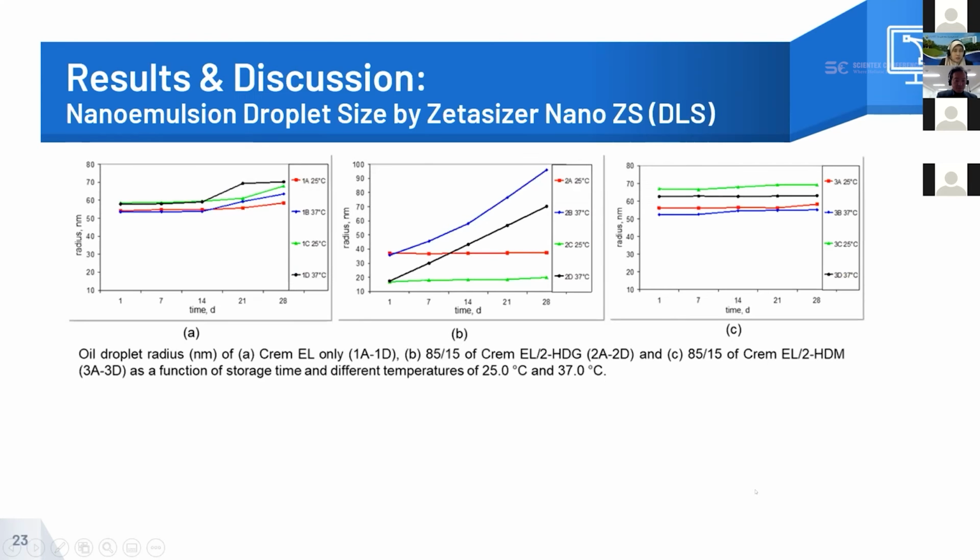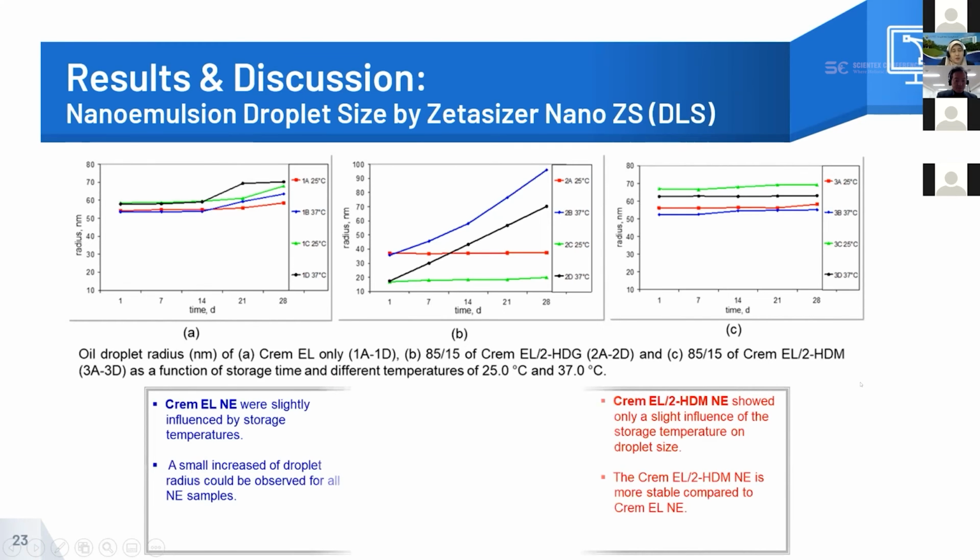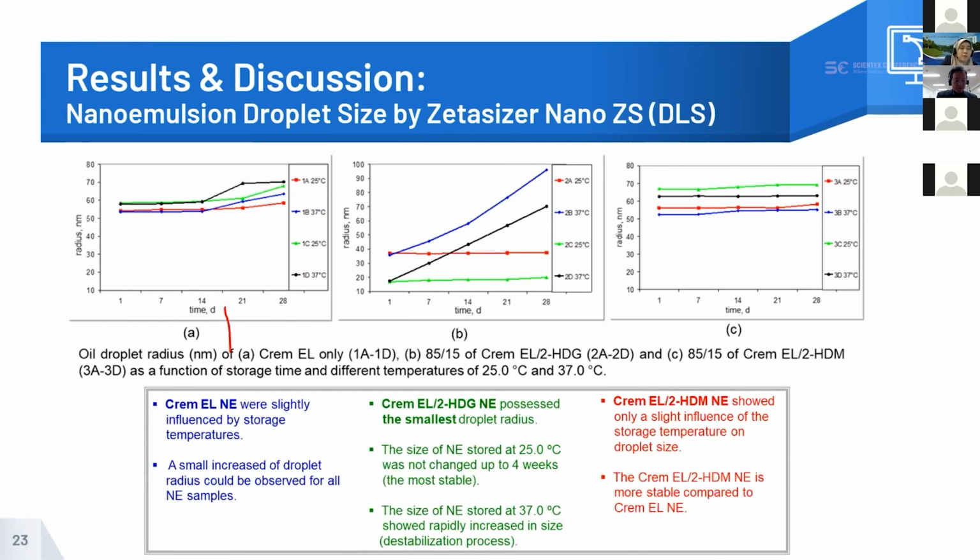So this is the stability study of the nanoemulsion, determined by the Zetasizer Nano ZS using dynamic light scattering techniques. For the first figure here, the Cremophor EL nanoemulsion only, the model nanoemulsion system, was slightly influenced by storage temperature. You can see an increase in droplet radius for all samples stored at different temperatures.